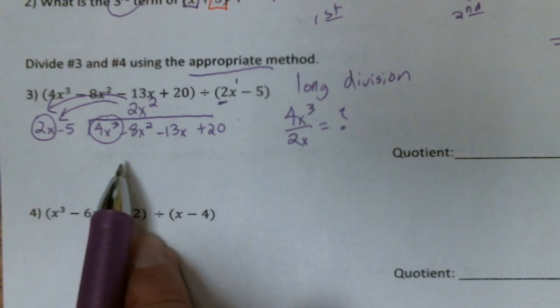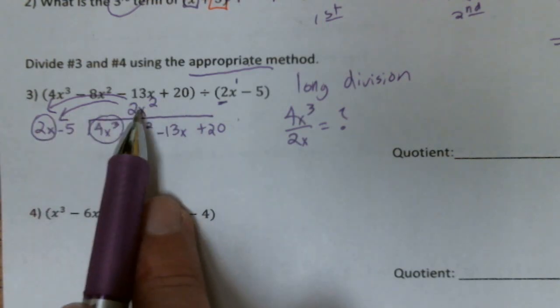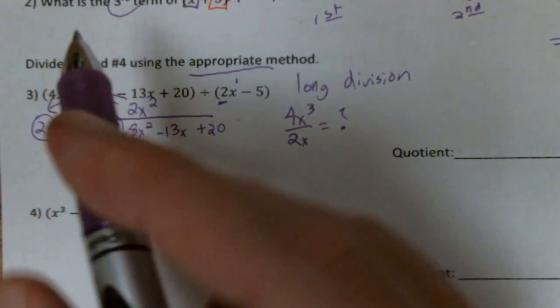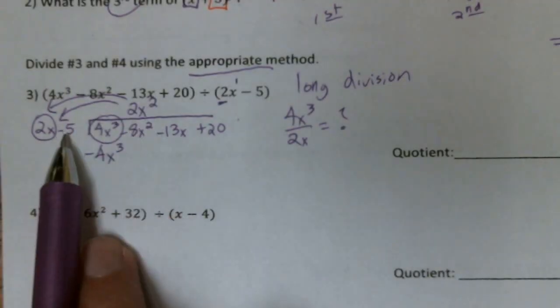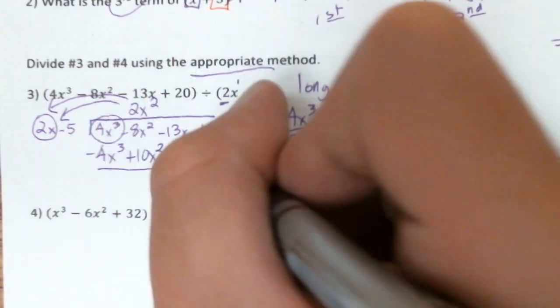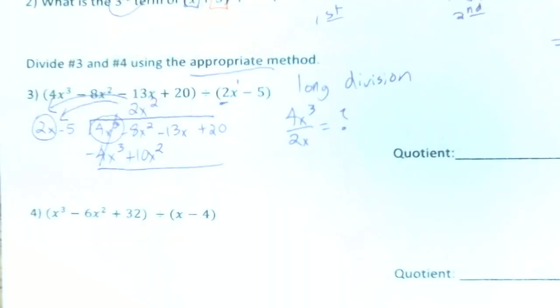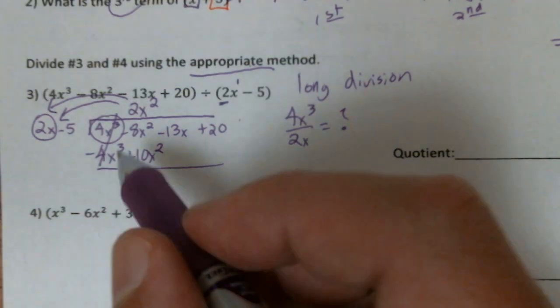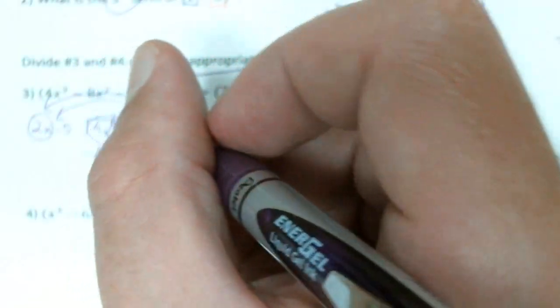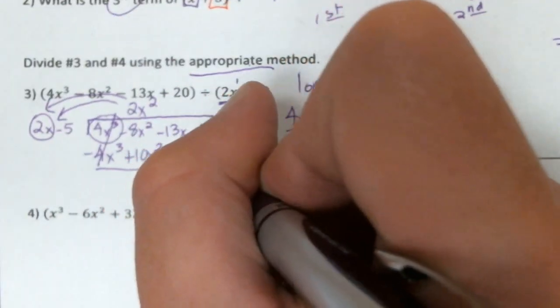So I just taught you, whatever you get here, just flip the sign. 2x squared times 2x is 4x to the third, but I flip the sign, so it's minus 4x to the third. All right, 2x squared times negative 5 is negative 10x squared, but I flip the sign, so plus 10x squared. Okay, now notice those front two terms have to cancel and go away. Negative 8x squared plus 10x squared gives me 2x squared. And then I can bring down the rest of the stuff.